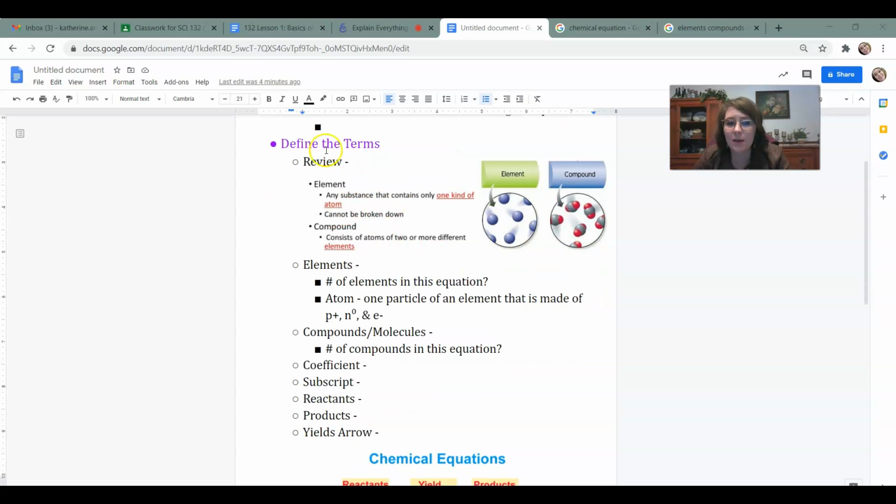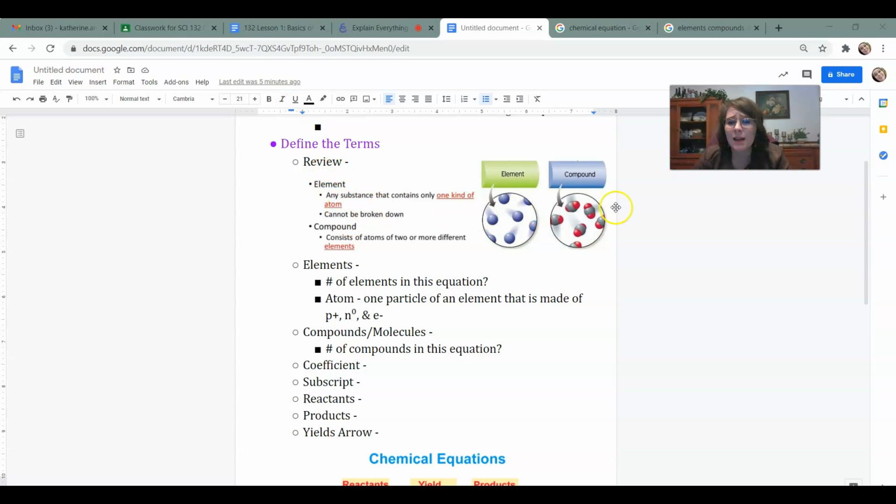Now, these two terms, I'm not going to require you to write down in your notes like this, but I want to make sure you know them. So if you don't, like you couldn't write this down as the definition of element, you're going to want to write it down right now. So it's your choice, not required, but it's a good idea if you don't remember.